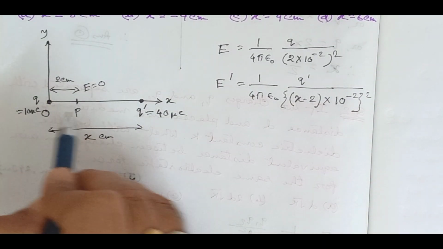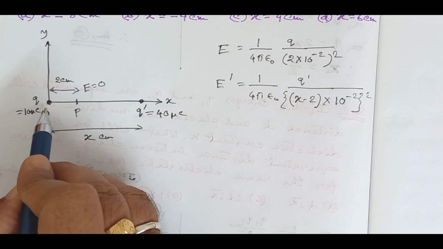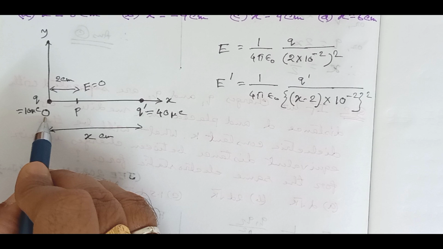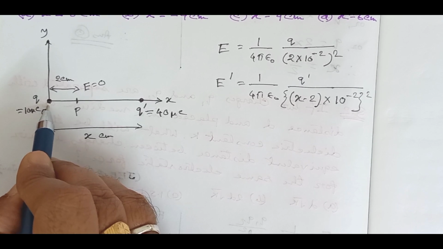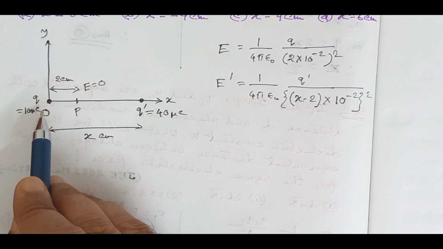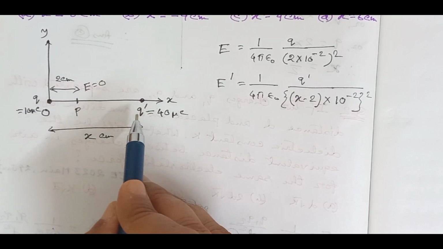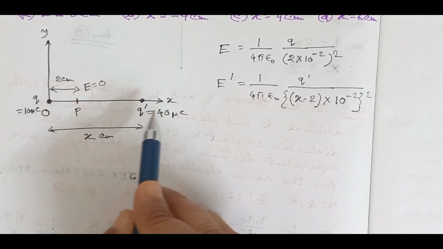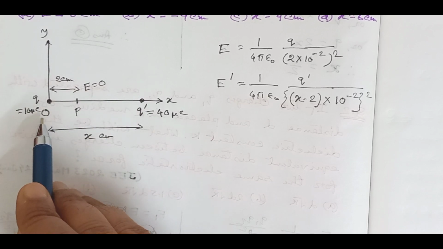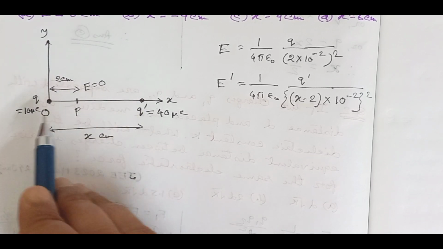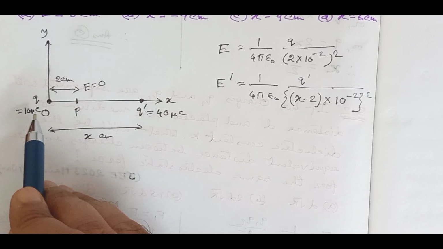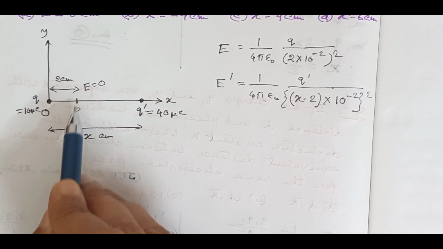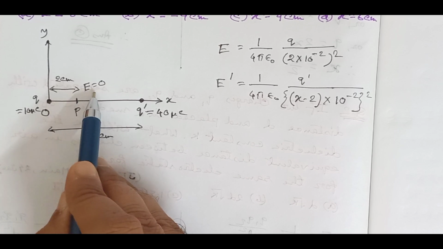Let us consider the Cartesian coordinate system, and according to the given question, the charge 10 microcoulomb is located at the origin of the Cartesian coordinate system. Another charge, suppose q prime, which is 40 microcoulomb, is located at a distance, suppose x centimeter from the origin, so that at a distance 2 centimeter from the origin the electric field is 0.